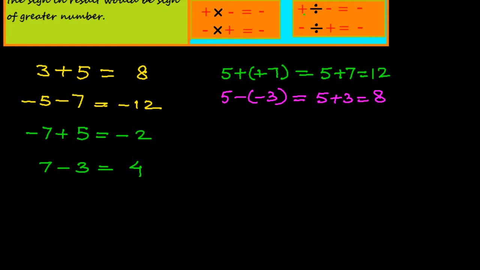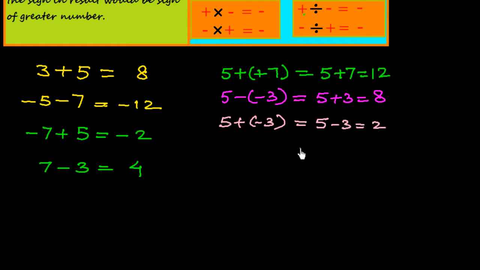Similarly, if I write down in this way, now if we have to add minus 3 to 5, so plus into minus, the opposite signs are there, the multiplication of these two would be negative, would be minus. So the operation would be subtraction. So here 5 minus 3, which is 2.